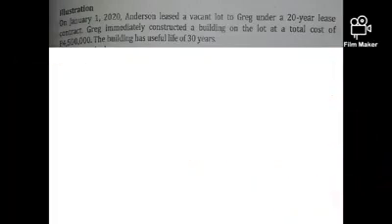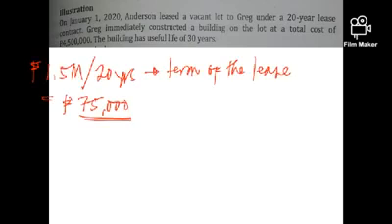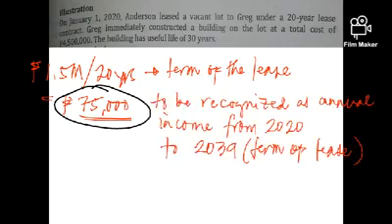Under the spread out method, this 1,500,000 pesos income shall be spread over 20 years, which is the term of the lease. So therefore, 1,500,000 divided by 20 years is 75,000 pesos. So therefore, Anderson, who is the lessor, shall recognize an annual income of 75,000 pesos from the leasehold improvement from the year 2020 to the year 2039.